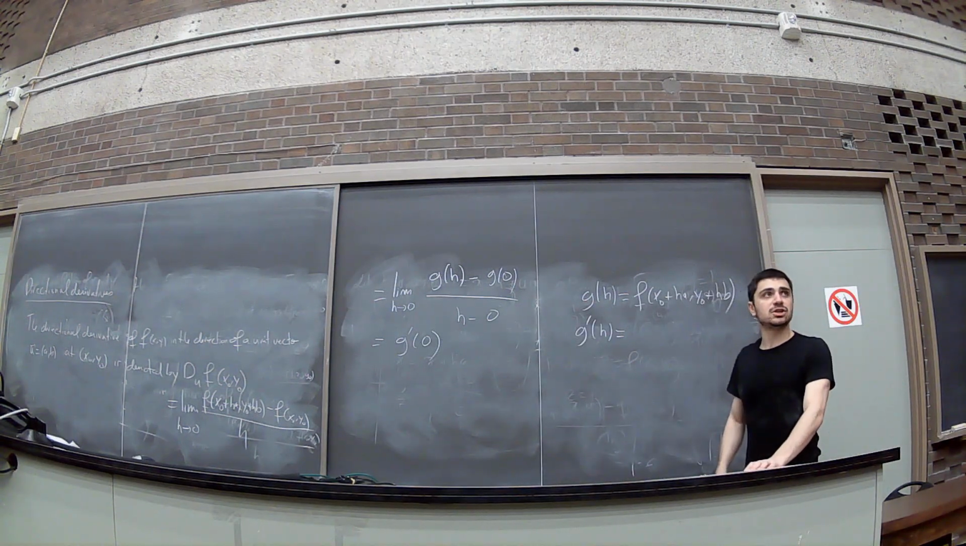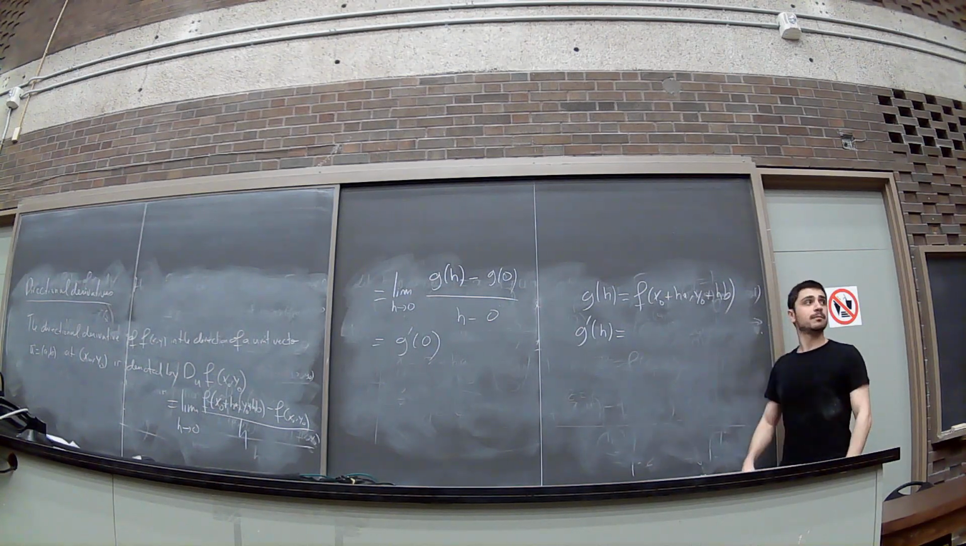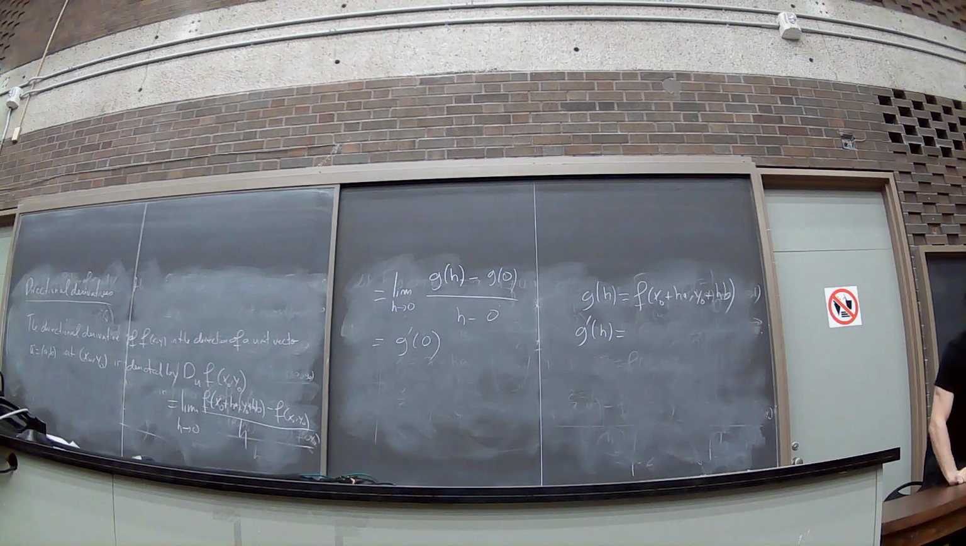Who can help me differentiate g? How do you differentiate g? What do we use? Chain rule. So who can help me? How do you differentiate g? So I have a one variable function, right? g is a one variable function, and the two arguments in f depend only on h. How do I differentiate this?